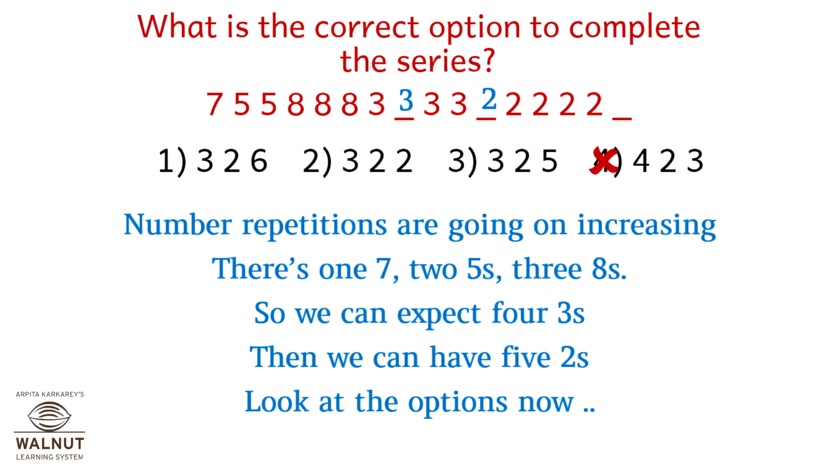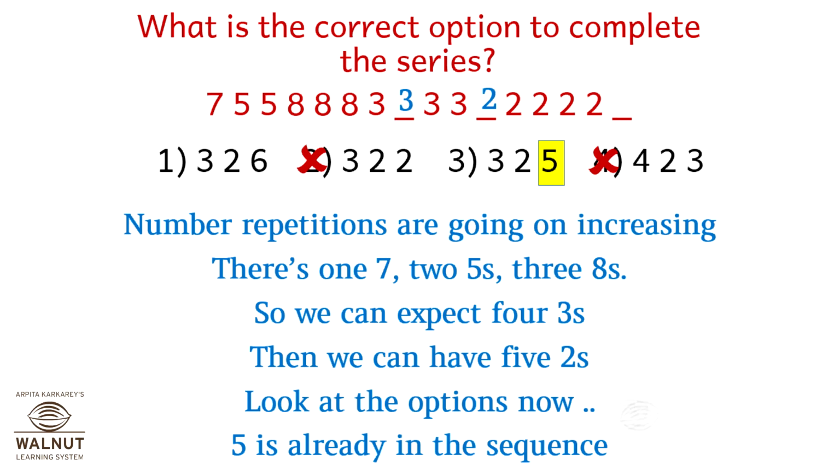and 5 twos, and the options are... option 4 is out, option 2 is out, 5 is already in the sequence. So 5 is out. So we have 6. So now we followed the method of elimination when we got the first 2 answers what we thought was right. So the correct answer for this problem is option number 1.